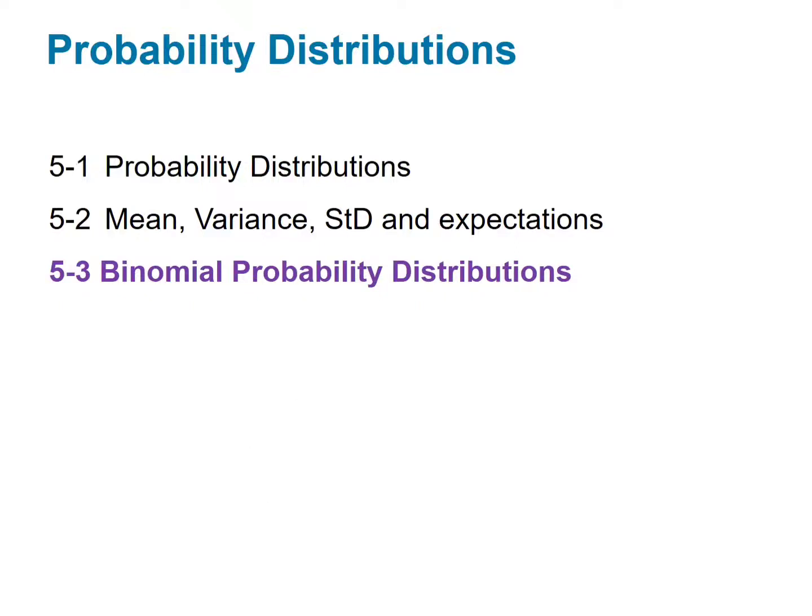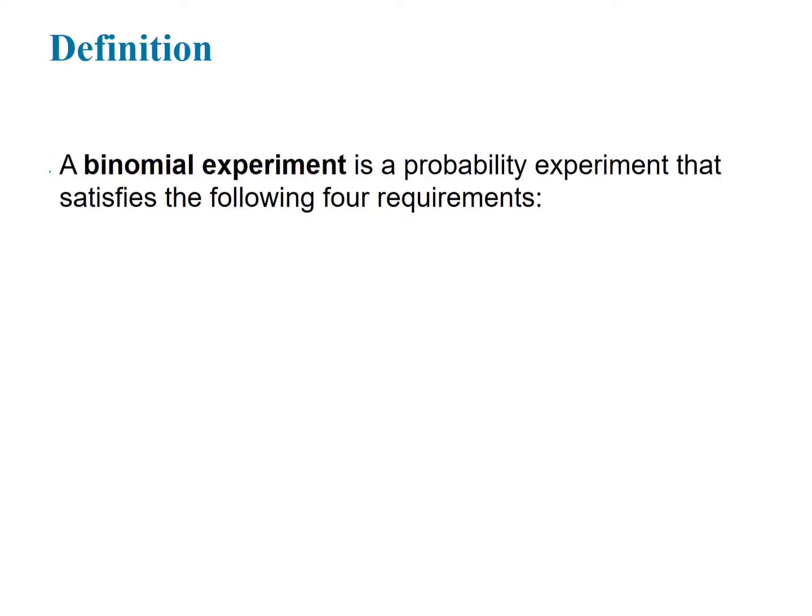Alright guys, so in this video I'm going to go over chapter 5 section 3, binomial probability distribution. A binomial experiment is a probability experiment that satisfies the following four requirements. Now from the name itself, binomial, we're having two cases here. First things first, there must be a fixed number of trials, meaning there is a known constant number of trials that we're going to attempt.